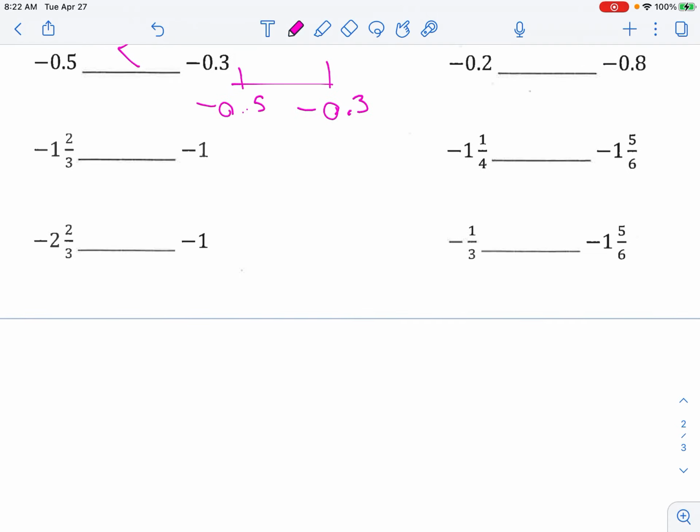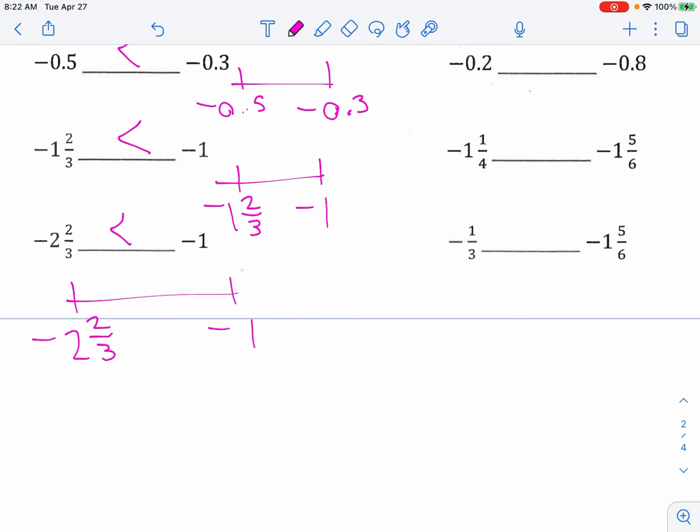Compare negative 1 2/3 to negative 1. On a number line, negative 1 would be here. Negative 1 2/3 would be to the left. So negative 1 2/3 is less than negative 1. Negative 2 2/3 would definitely be to the left of negative 1. So that would be less than negative 1.